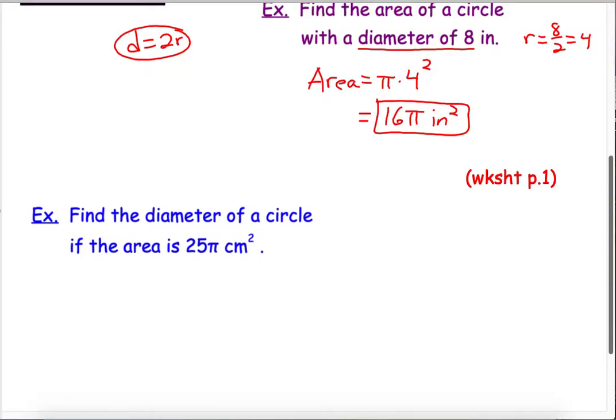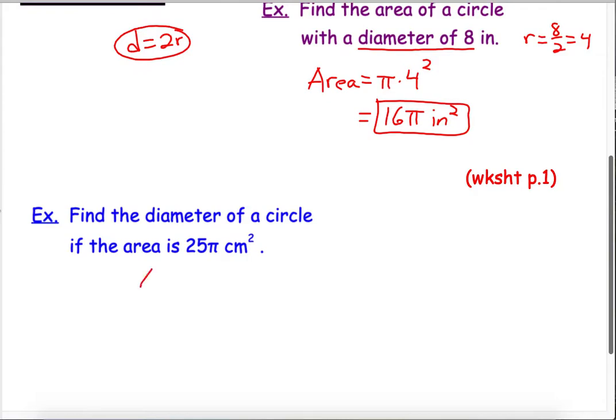Alright, so while we're still talking about area, what if I asked you a question like this? Find the diameter of a circle if the area is 25 pi centimeters squared. This time I'm giving you the area, and I want to know what the diameter is. So to do this problem, we're going to be working backwards.